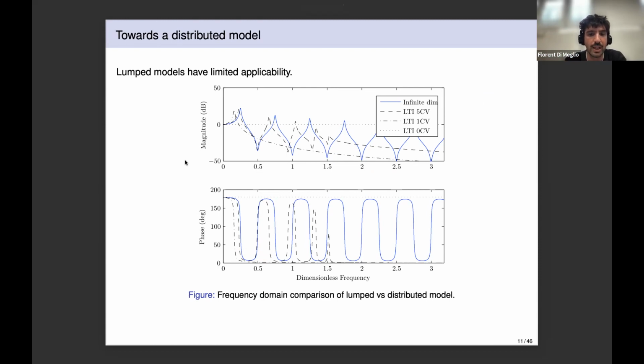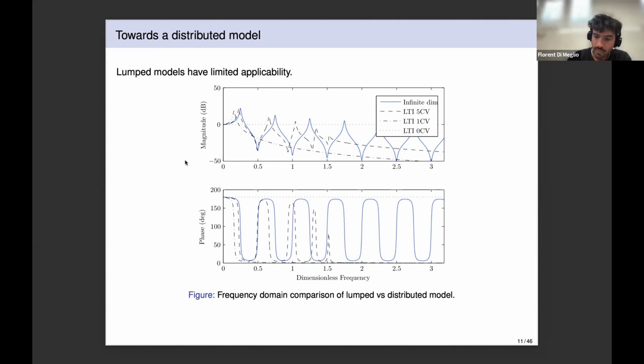What I've shown here is a Bode plot of the linearized model around a certain equilibrium. If you look at the frequency response of an infinite dimensional model, so a model with an extremely large number of discretization points, you have the blue curve. On the top is the magnitude of the frequency response, and on the bottom is the phase. In black are several lumped model approximations with an increasing number of lumps, if you will, or sections. And you see that even if you divide your drill string into, let's say, 5 control volumes, you still lose quite a lot of the model response, and you very quickly have a deviation from the distributed dynamics of the model.